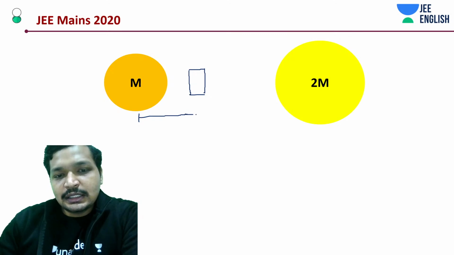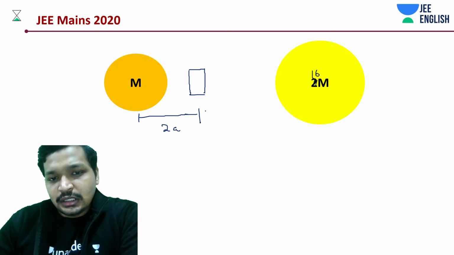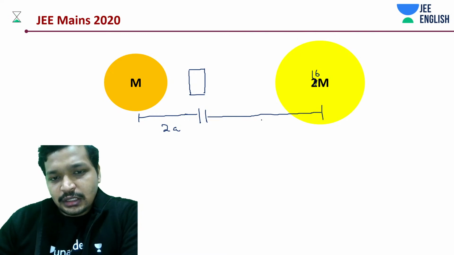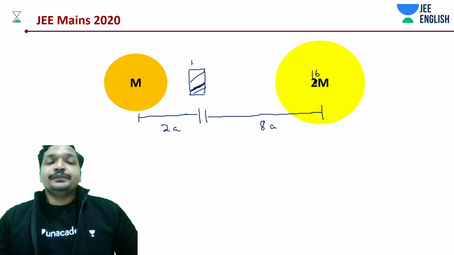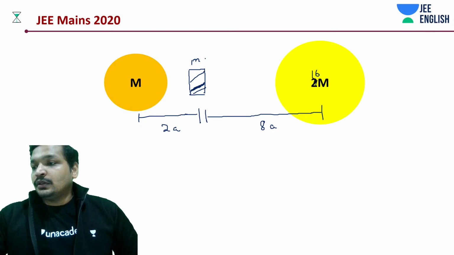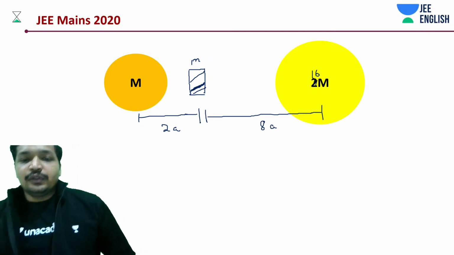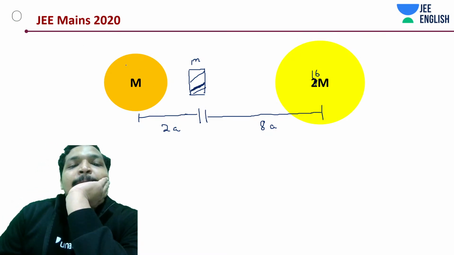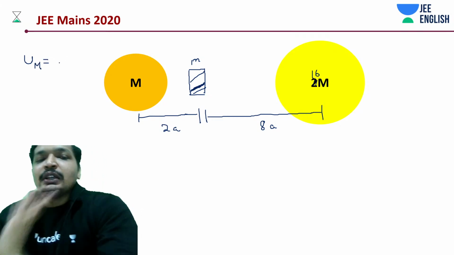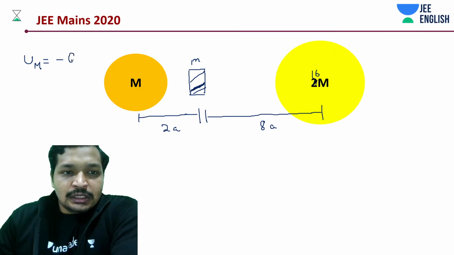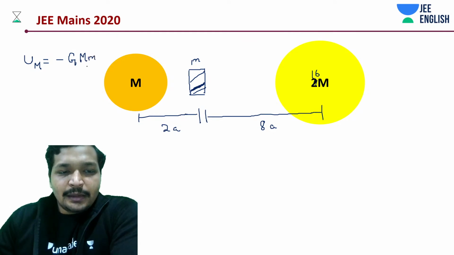Then the body is at a distance 2a from this and 8a from this. What about this body, mass m? Now, how do we work around this question? Really simple. Due to this body, we'll write each and everything again on the left and the right hand side. So due to mass m, what is the potential energy? It's minus of G into m divided by 2a.